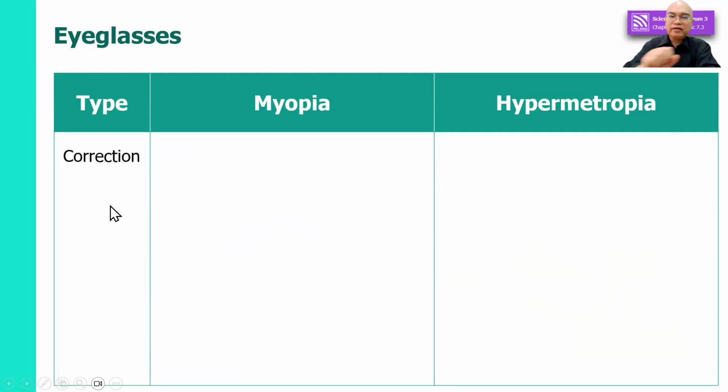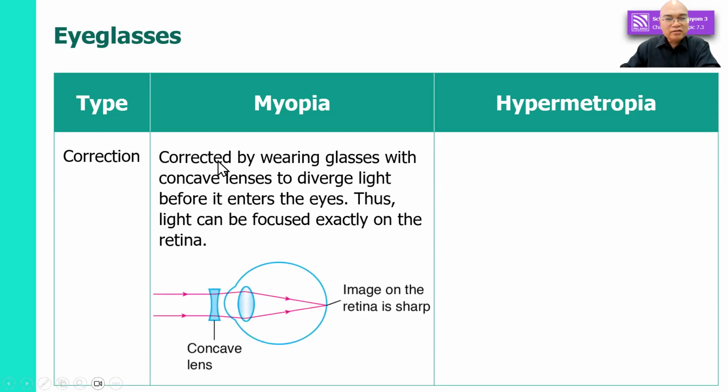If you're an eye doctor correcting myopia, those who can see near objects, they can be corrected by wearing glasses with concave lenses to diverge light before it enters the eyes. Look at that, from here it diverges. Remember, diverge means it goes out rather than inside. So thus, light can be focused exactly on the retina.